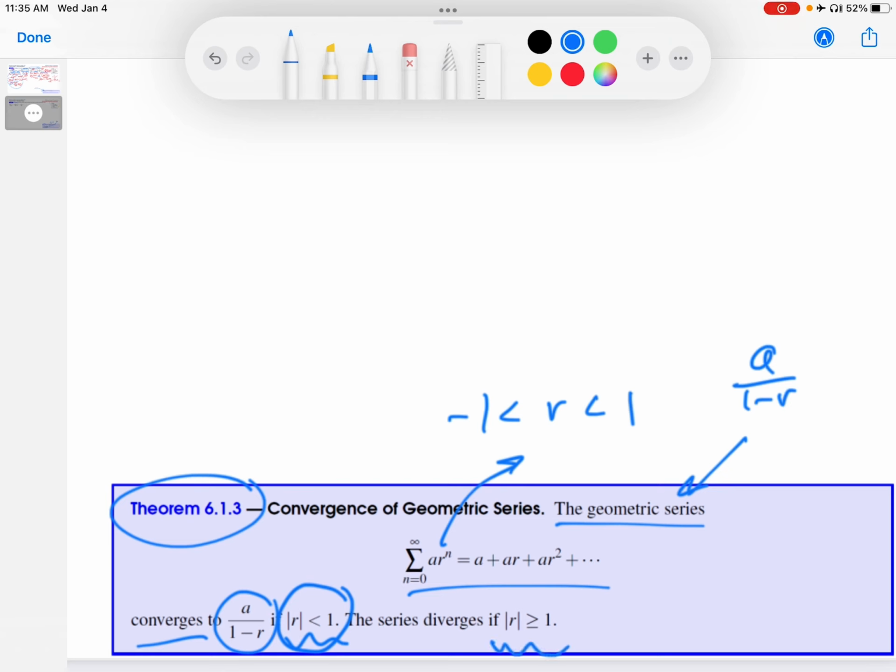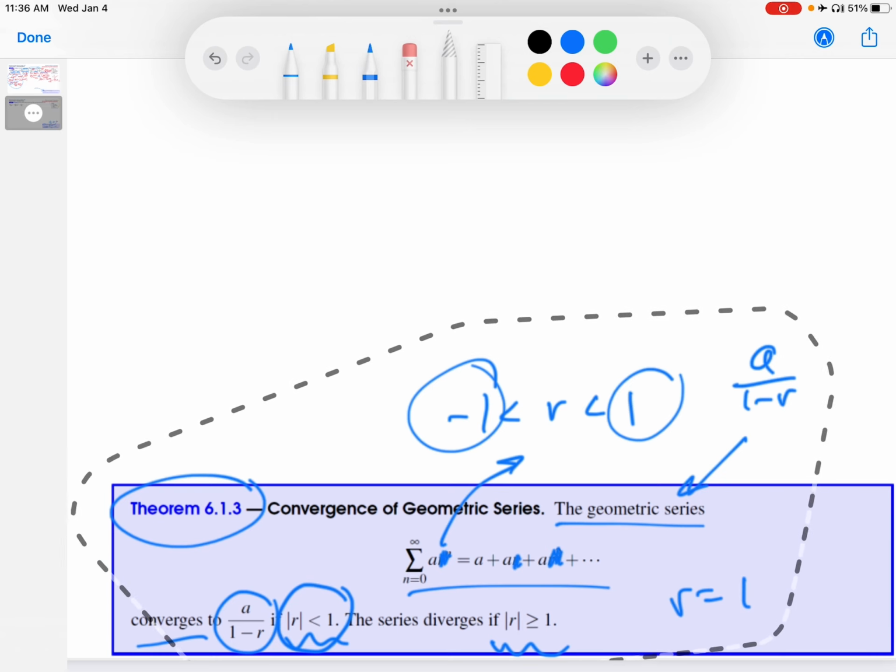And then the series diverges if the absolute value of r is greater than or equal to 1. So two things, right? Greater than 1 in absolute value, so either r is like 2, 3, 4, 7, in other words, bigger than 1, or less than -1, like -2, -10. Or equal to 1, right? If r equals 1, the geometric series is going to diverge. Why? Because if r equals 1, this isn't here, this isn't here, this isn't here. We're just adding a to itself forever, right? And that series diverges.